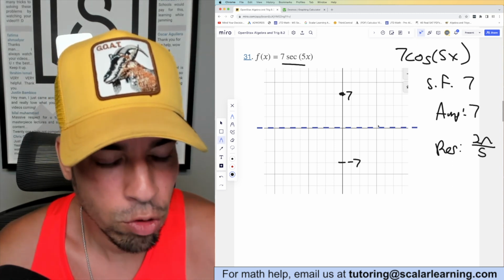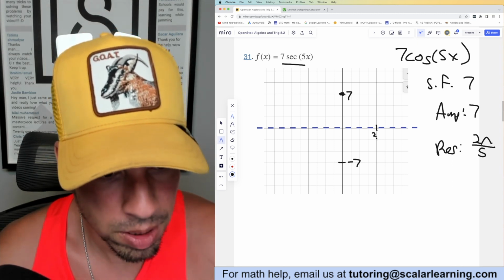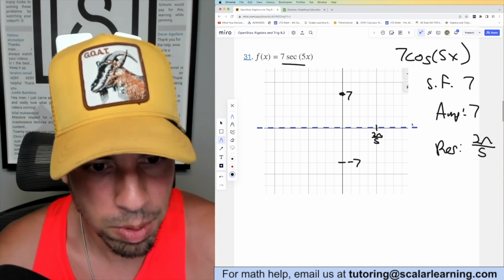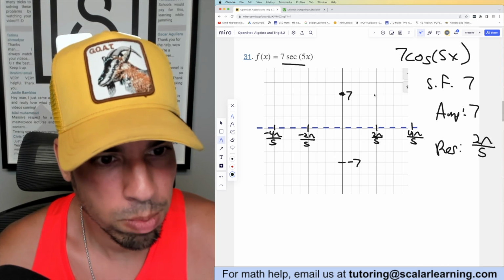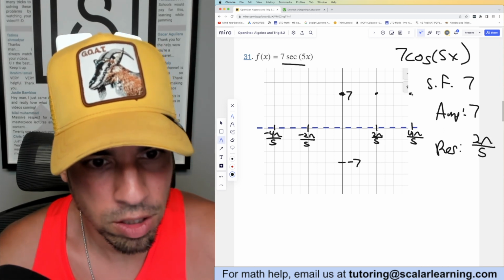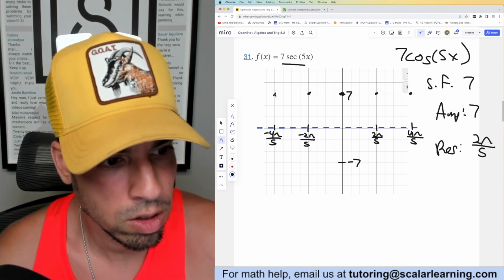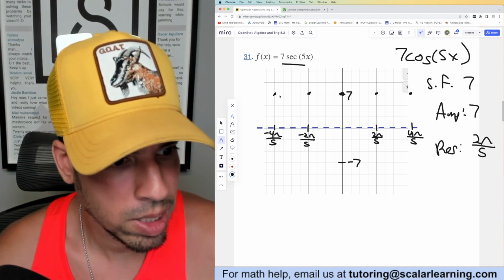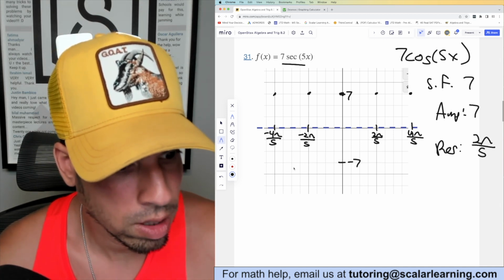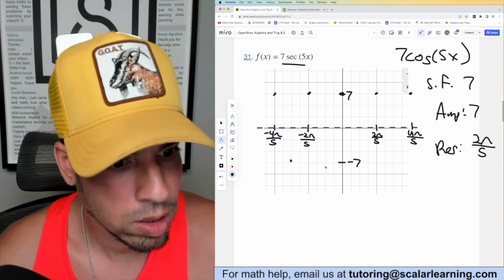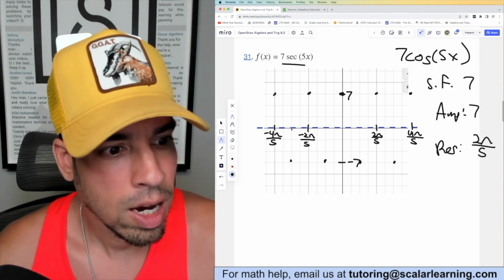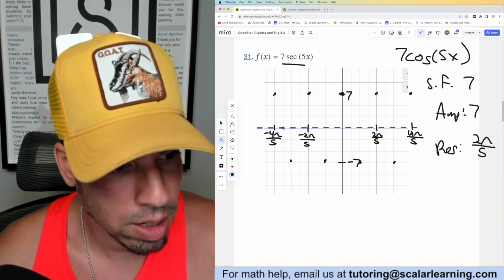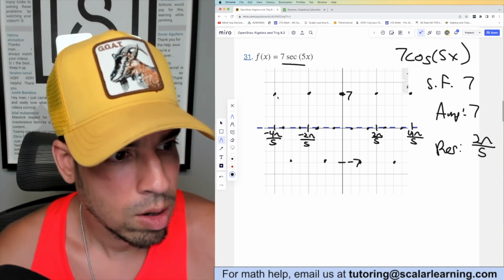Now, since the period is 2 pi fifths, I'm just going to make this be 2 pi fifths, and I'll make this be 4 pi fifths, and so on and so forth. So since the period repeats every 2 pi fifths, we're going to go again to the max here, here, here, and here. Our minimums are going to be in between these guys, so down here, in between these two, down here, in between these two, here and here. And then in between the max and the min, we're hitting that center line like this, boom. And now we'll connect the dots.